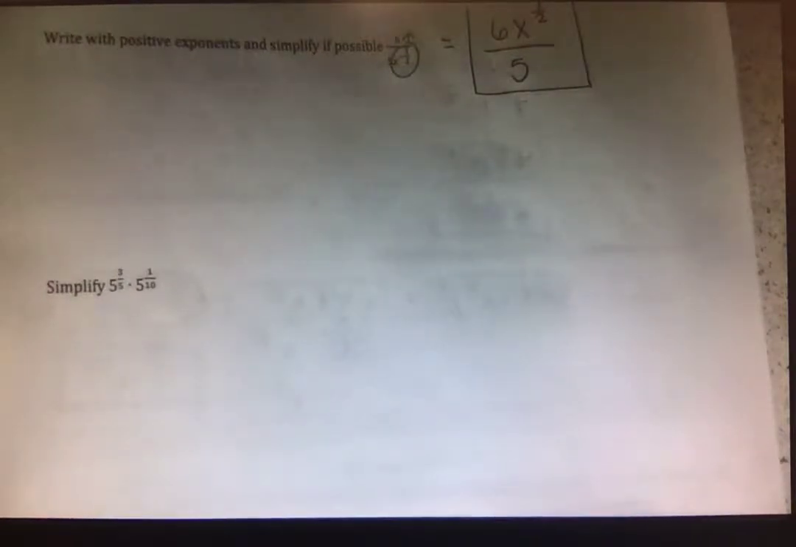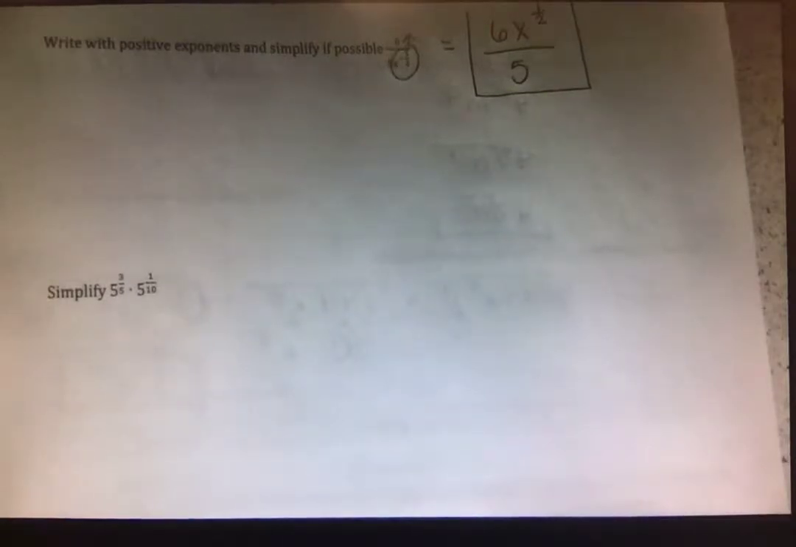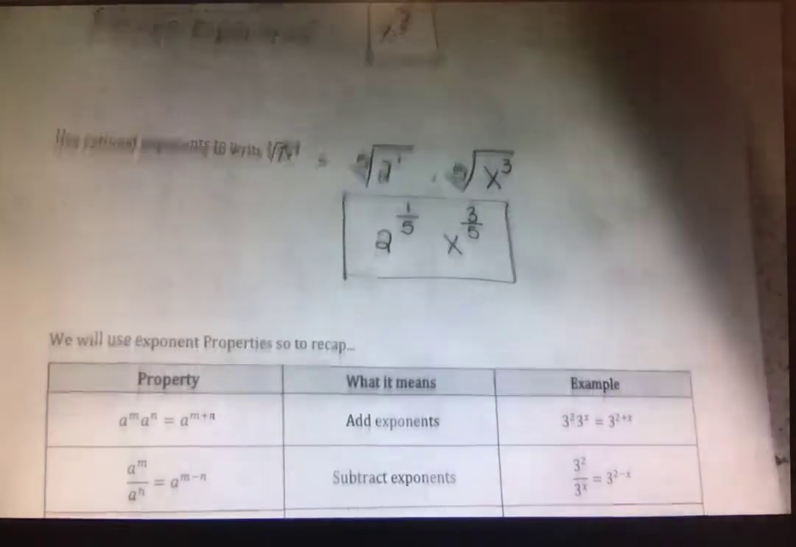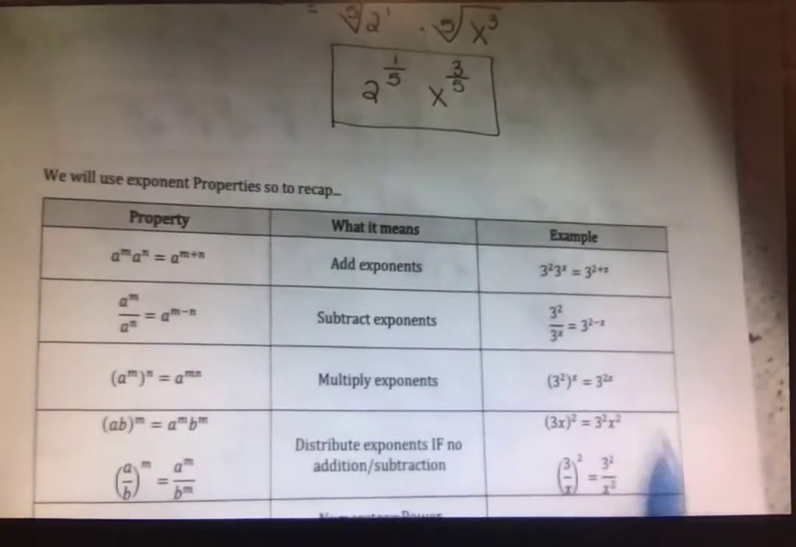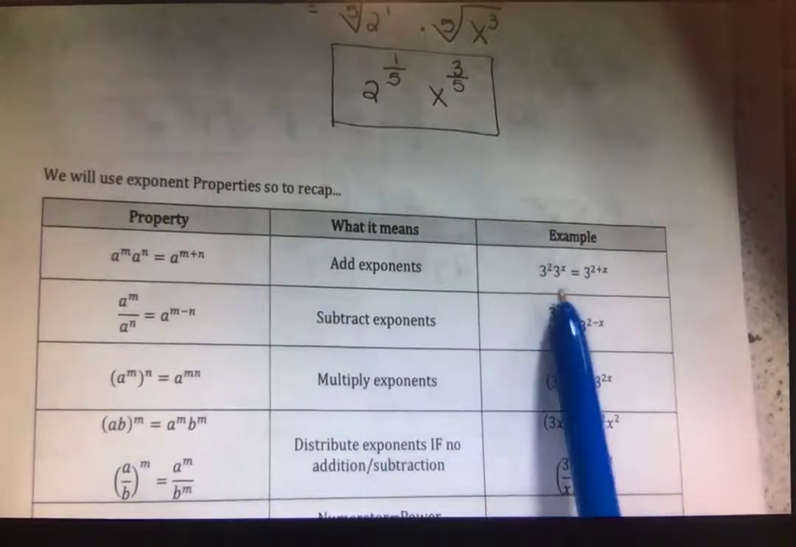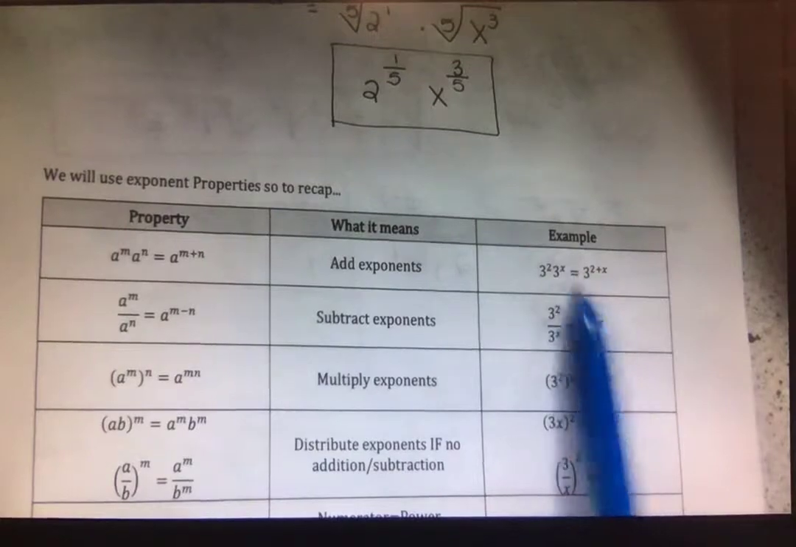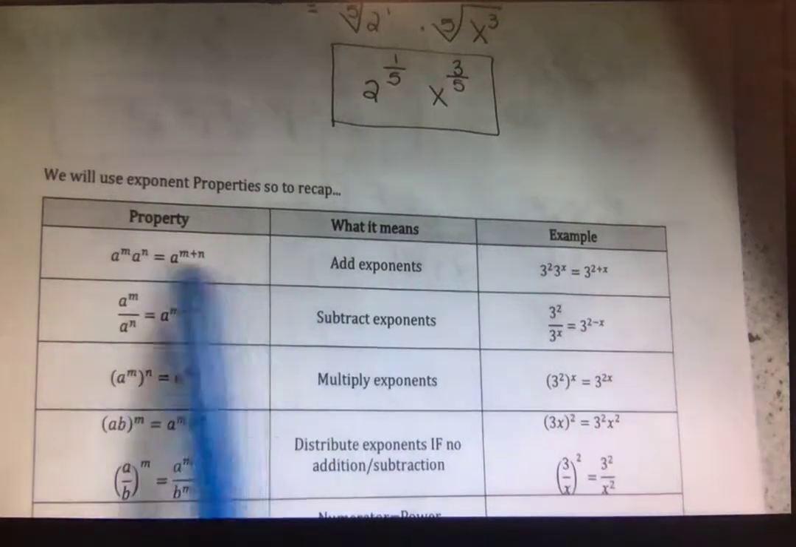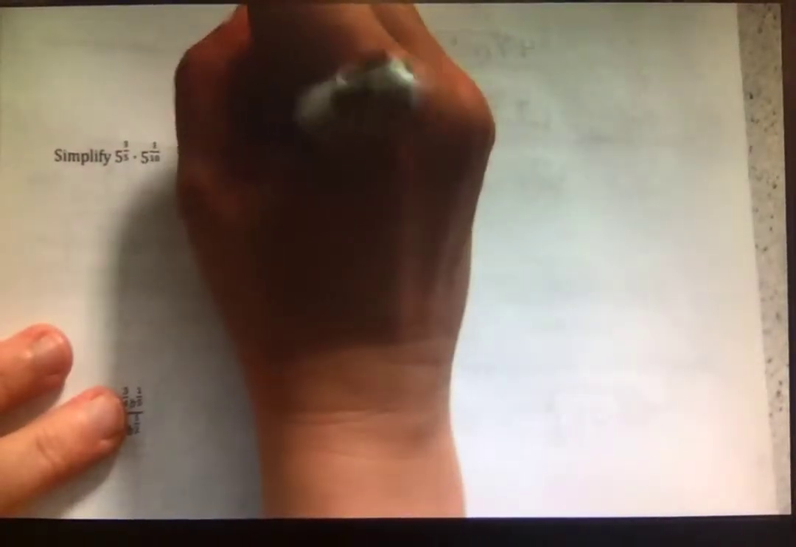Next example, using our properties of exponents, we are going to simplify 5 to the 3/5 power times 5 to the 1/10 power. Because they are both base 5, they are like terms. Using our properties of exponents, going back to this chart that we talked about, just like this example, if we had 3 squared times 3 to the x power, we're going to add our exponents. Same concept. Because they have the same base and we're multiplying them, we are going to add our exponents.